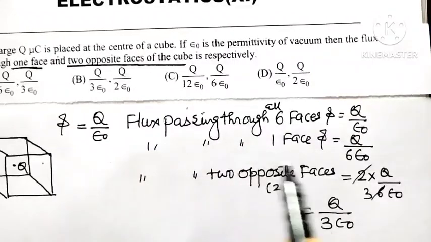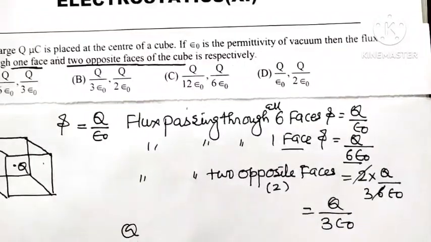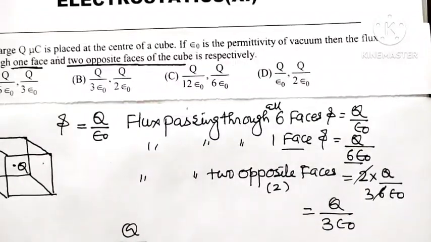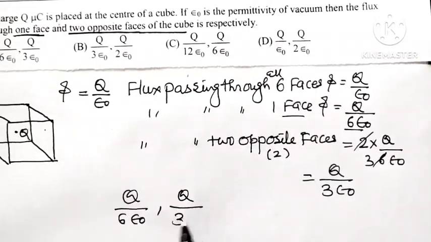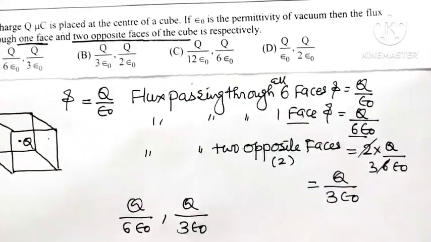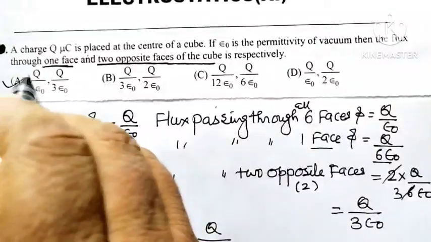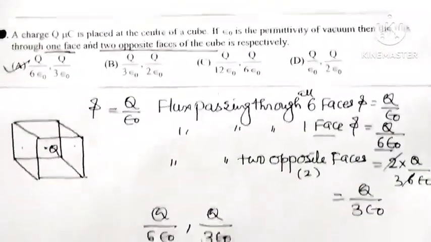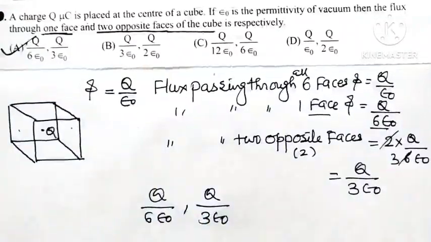So, the flux passing through one face is q by 6 epsilon 0, and the flux passing through two opposite faces is q divided by 3 epsilon 0. So, out of the 4 options, which option is correct? Look at option A: q divided by 6 epsilon 0 and q divided by 3 epsilon 0. So, the correct option for this question is option A.